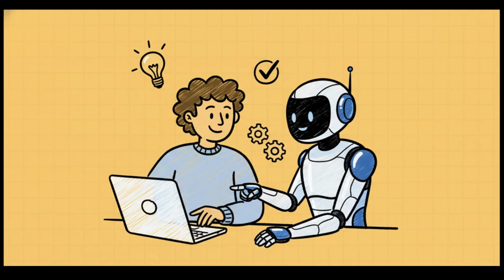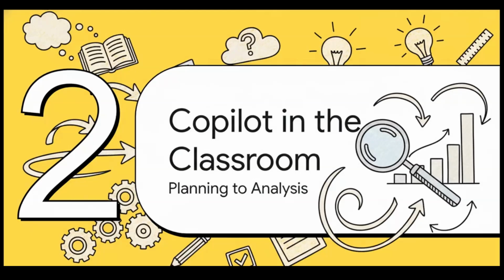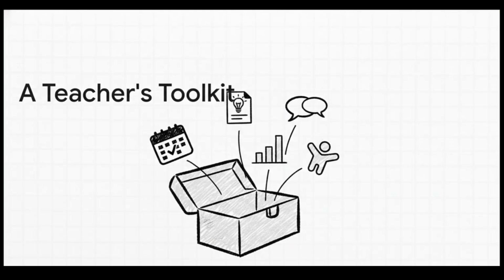Okay, that all sounds great in theory, but what does it actually look like in a classroom? Let's get into the good stuff and explore how Copilot can help with everything from the initial planning stages all the way to the final analysis. The best way to think of Copilot is like a digital teacher's toolkit. It can help you generate lesson plans, whip up new content, analyze student data, and even make collaboration smoother. It's really designed to touch nearly every part of an educator's job, automating the routine stuff so you can focus on the human stuff, the irreplaceable part of teaching.